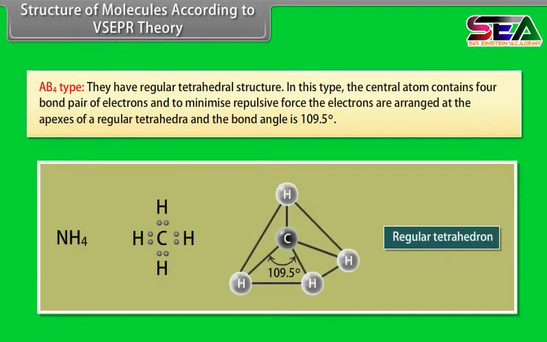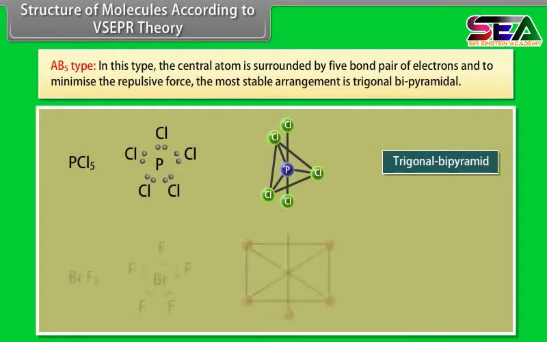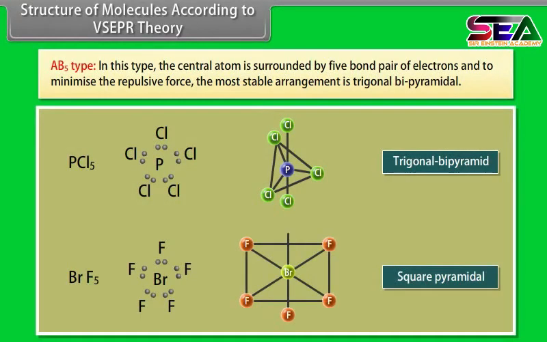AB4 type. They have regular tetrahedral structure. In this type, the central atom contains four bond pair of electrons, and to minimize repulsive force, the electrons are arranged at the apexes of a regular tetrahedra, and the bond angle is 109.5 degree.